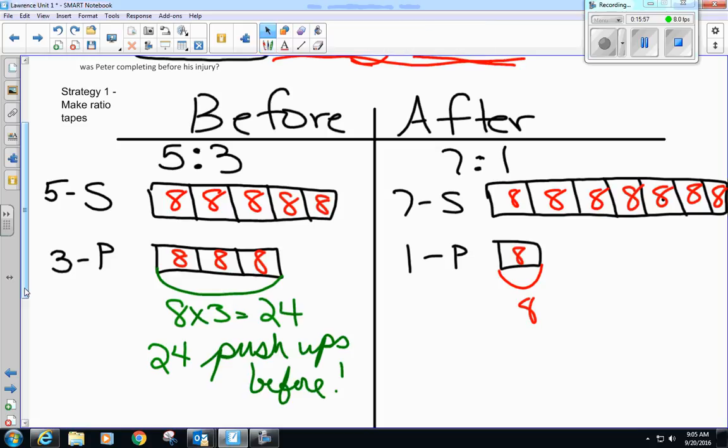I could ask you things like how many fewer push-ups is he doing after? I mean, you can do anything. You can answer any question with this diagram. If I wanted you to change, I could have you erase all the 8s, and I could change that part of it, but the rest of the ratio would all be the same. Okay, that's why these tapes really work well, because they're very flexible. All right? Questions about this question? Everybody's good with this question?